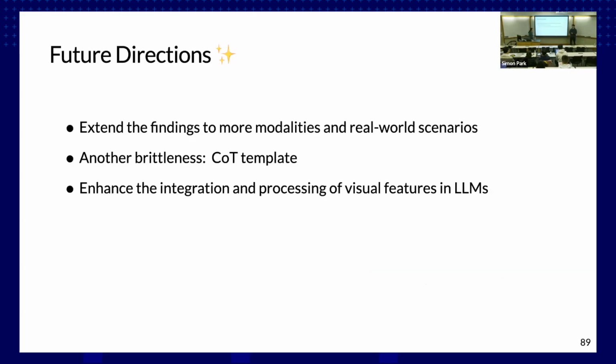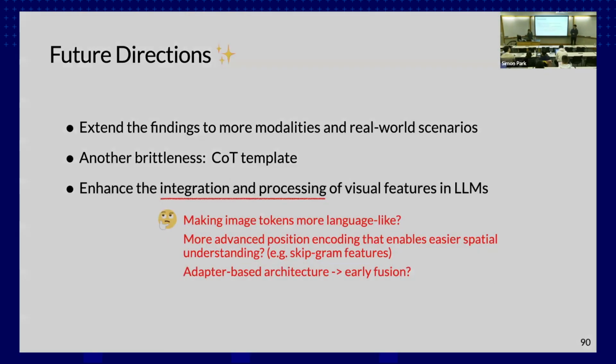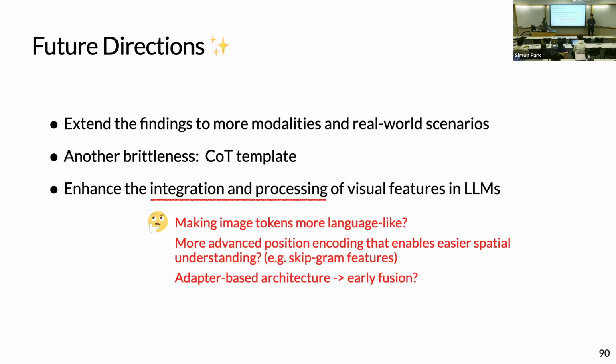And lastly, the ultimate question for VLMs is how we can enhance the integration and processing of visual features. Some prior works have already attempted to make the image tokens more language-like, or to use more advanced positional encodings to better represent the image. There are also some efforts in changing from the adapter-based architecture to a more integrated early fusion for better image processing.